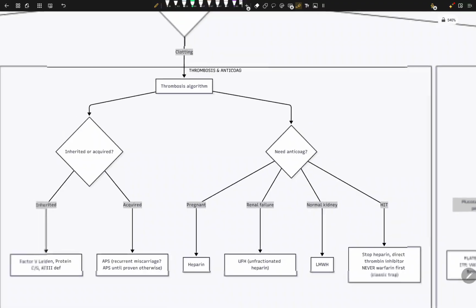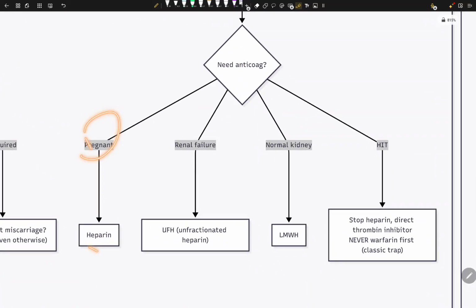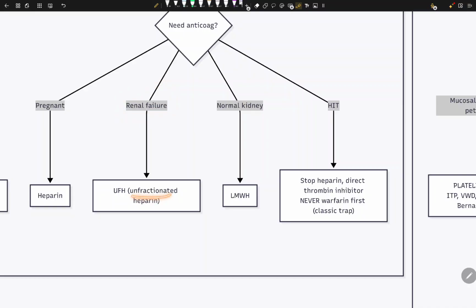Because my person is making a lot of thrombosis, a lot of clotting is messed up, right? So we're gonna make a lot of thrombosis. Why? Because we have less of this. Okay, so what are we gonna do? We're gonna give anticoagulation, right? So in pregnant women, we're gonna give heparin because warfarin is teratogenic. In renal failure, we're gonna give unfractionated heparin. Great. In normal kidney, we can give low molecular weight.